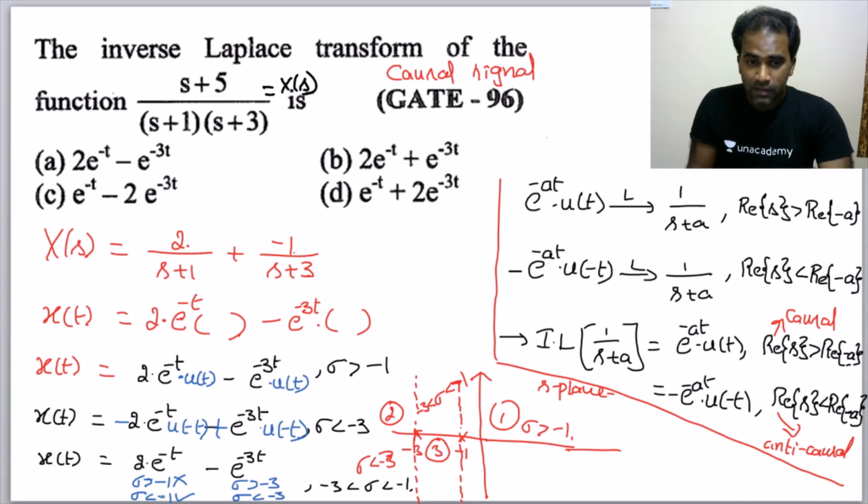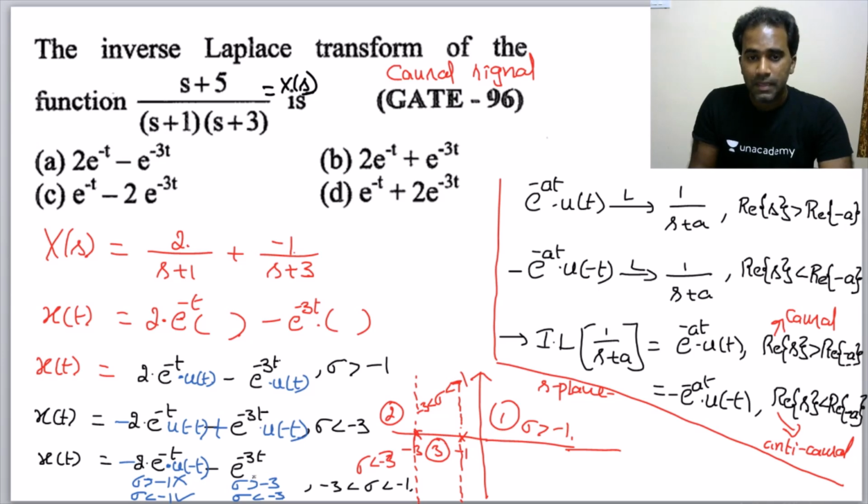Which means if this was involved in the intersection, then only we get this ROC. If the other one of these two ROCs was involved in the intersection, we will not get this. So definitely this is the ROC corresponding to the pole -1. Sigma less than -1 corresponds to left-sided ROC, so this pole -1 corresponds to a left-sided signal. So what should be multiplied here? Minus U of minus t should be multiplied.